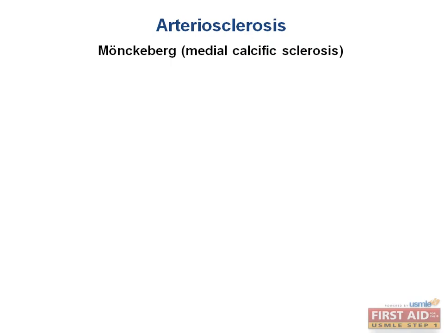I personally like the name medial calcific sclerosis, not because I don't want to give our old friend Monckeberg credit, but rather because the name tells us what exactly is going on in this disease. Media, so obviously the media of the artery. So there's some problem with the tunica media. And the calcific sclerosis indicates that there's hardening of the media due to calcium deposition.